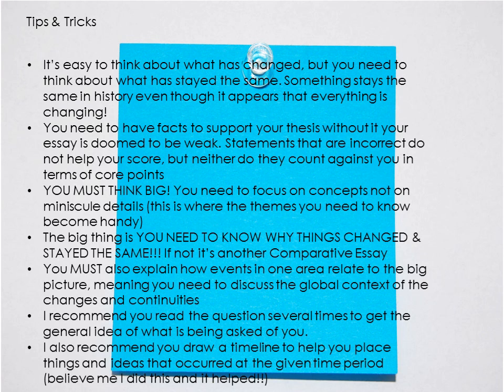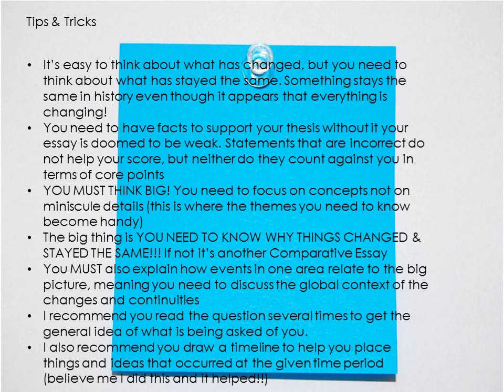You need to have facts to support your thesis. Without it, your essay is doomed to be weak. Statements that are incorrect do not help your score, but they don't count against you in terms of losing core points. But you don't want to say the wrong information because then that just weakens you. You must think big. You need to focus on concepts, not only minuscule details. So this is where knowing the themes comes in handy. If you understand why something changed, why something stayed the same, because of how we interact with the environment or cultural ideas, those themes that I mentioned in the first episode, you need to have them ingrained in your brain because that tends to be helpful when writing this essay.